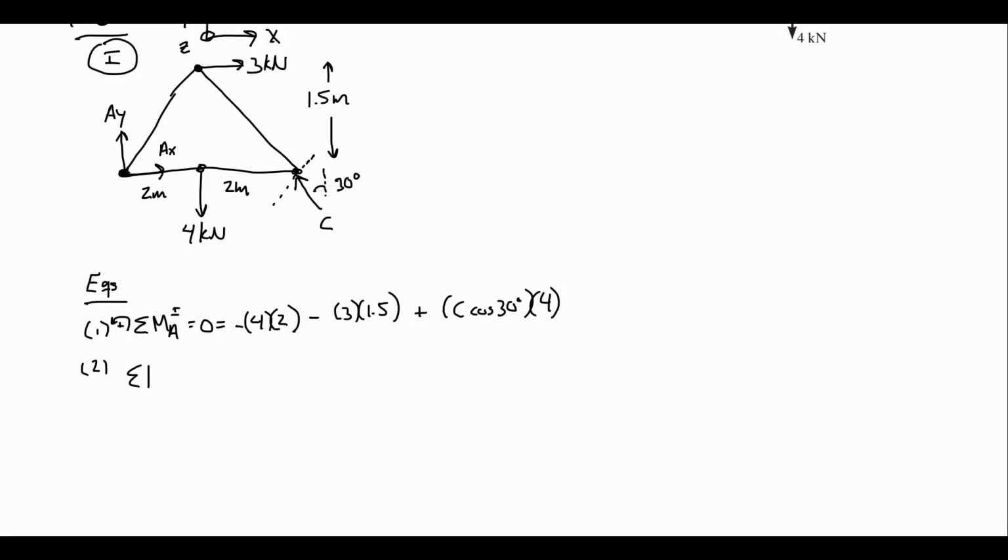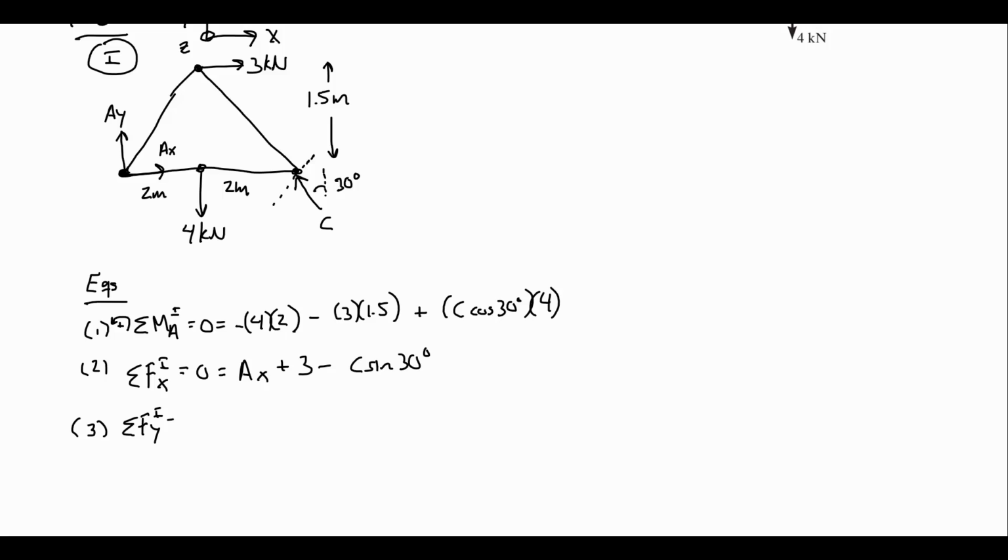And now let's do the x direction in picture 1. We are going to have all of AX plus the 3 kilonewtons from the applied load minus C sine 30 degrees. By solving equation 1, we'll know what C is. We'll be able to find AX. I'll just do a solve step after this set of equations is written, though.